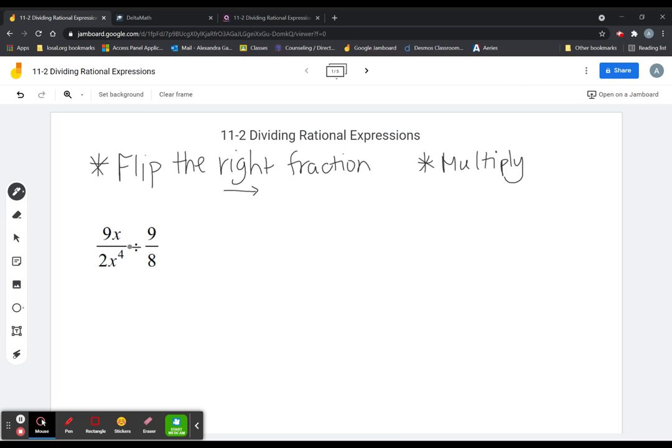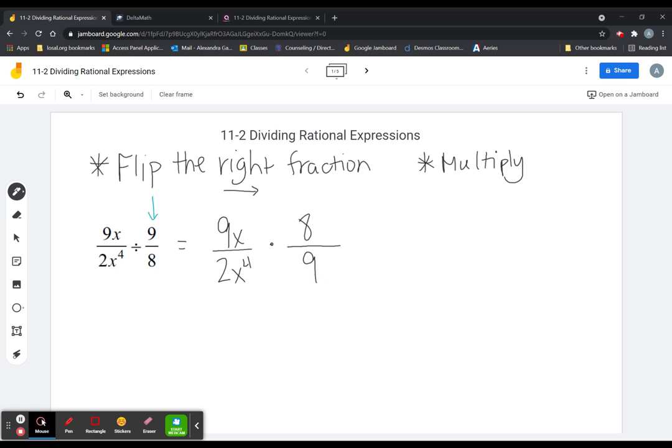So in this case, the right fraction is that guy. So we're going to flip that, and then we're multiplying. So it's really 9x over 2x to the fourth, which isn't changing, times, and I flipped 9 over 8, so it becomes 8 over 9.